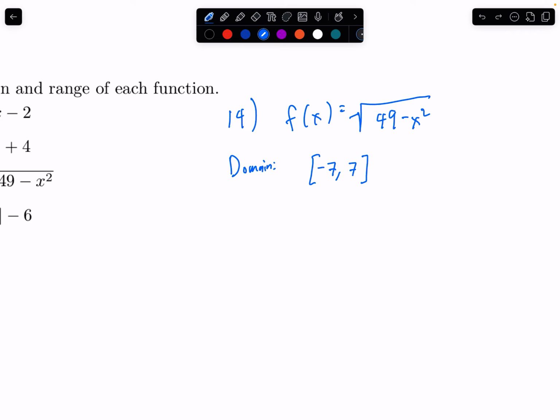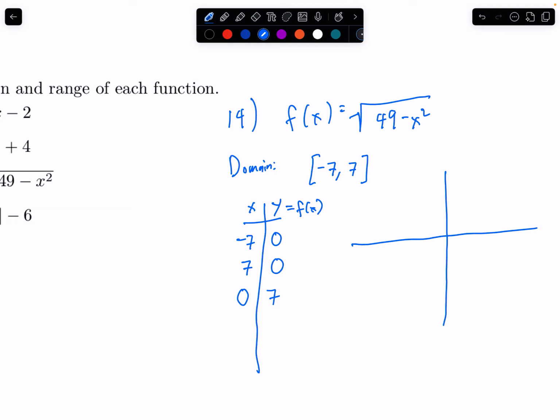What happens if I put in exactly 7? If I put in exactly 7 or negative 7, this ends up being 0, right? What if I plug in 0? Then I'm going to get the square root of 49 minus 0, which is 7. So let me write what I'm telling you in a table here. If I plug in negative 7, 49 minus 49 is 0. If I plug in positive 7, same thing, I get 0. If I plug in 0, it's the square root of 49, which is 7.